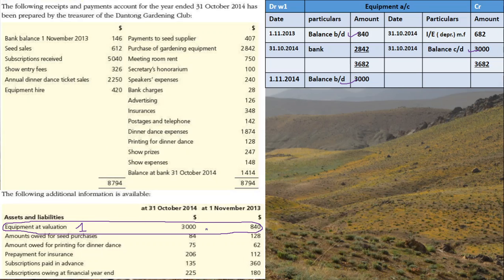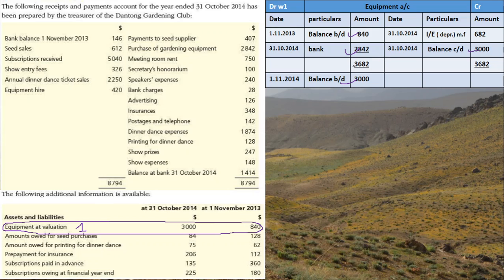This is your asset ledger. So you go to the credit side. In the credit side you have payment to suppliers, purchase of gardening equipment. Here there is a purchase. So when you purchase gardening equipment, it means your equipment has increased. So here in the debit side, increase is recorded. Equipment account debit, bank account credit, this way.